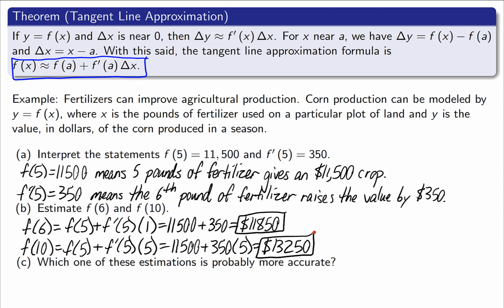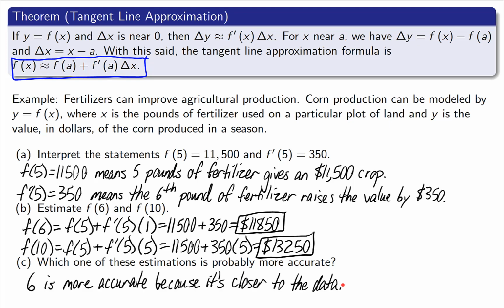Now here's the problem. 10 is double the amount of fertilizer. It's very far from the data that we have, so I wouldn't necessarily expect 10 to be very valid, but 6 is pretty good. 6 is more accurate because it's closer to the data.